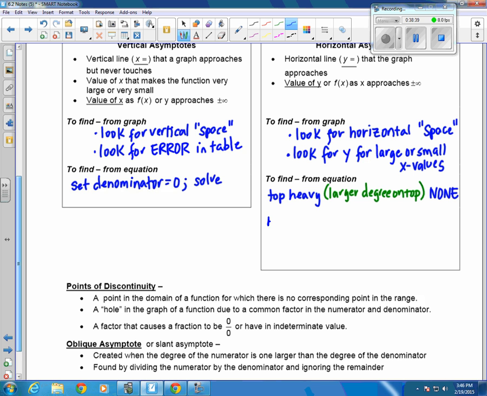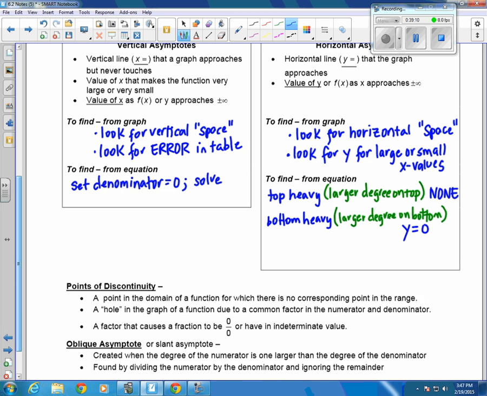Then we had bottom heavy. That was the larger degree on the bottom. Okay. What happened then? What kind of asymptote did we get? 0. So it bottomed out at 0.